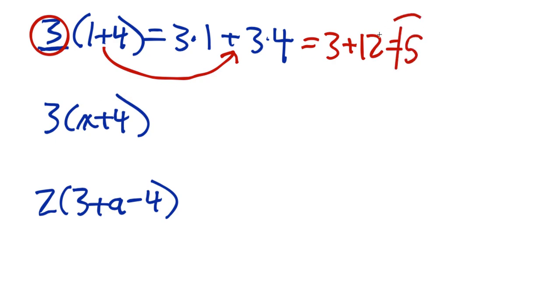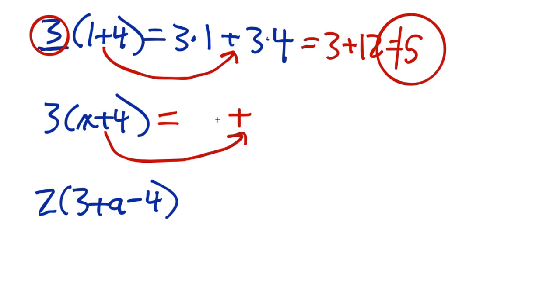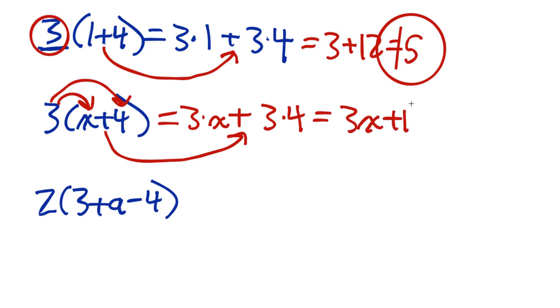Now let's do an example with algebra, I say algebra, with a variable, because that's what you're going to see. So if I were to do this, I'm going to keep the plus sign in the middle, just like it is originally. Now it's going to be 3 times x, because I'm going to distribute 3 times x, and then 3 times the 4. So this is going to work out to be 3x plus 12, and that's all I can do to simplify it. So that one's done.